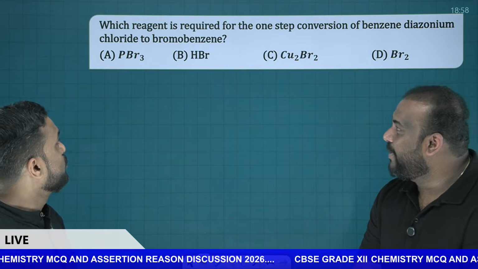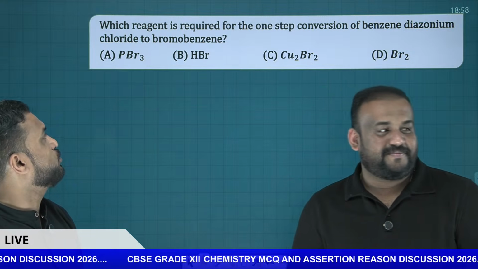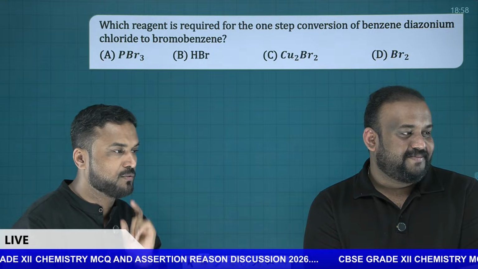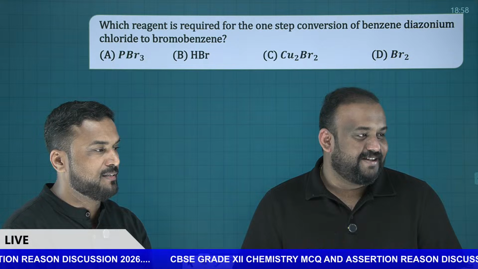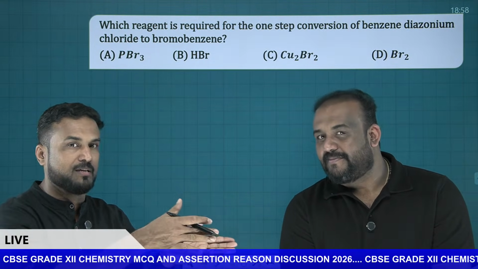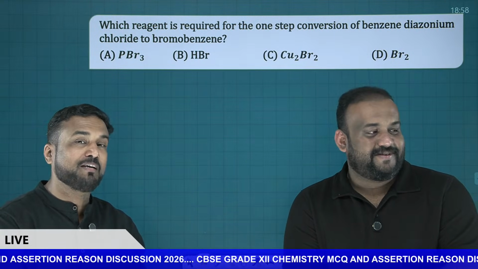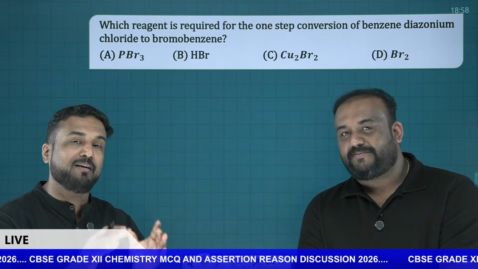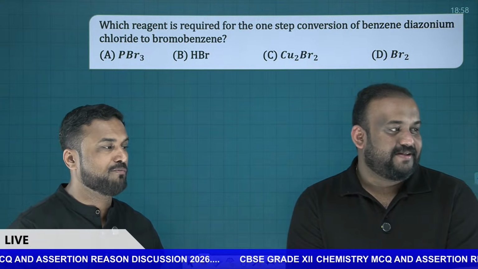Now, which reagent is required for the one-step conversion of benzene diazonium chloride to bromobenzene? It's a name reaction, asked in a different way for an MCQ. Read the question carefully. Very good, everybody is answering it. Excellent. That's an important name reaction. In many question papers, in the last 2-3 years, they were asking name reactions directly. Now they are not giving such questions; in conversions they are asking. Almost all name reactions will be asked, but not directly.